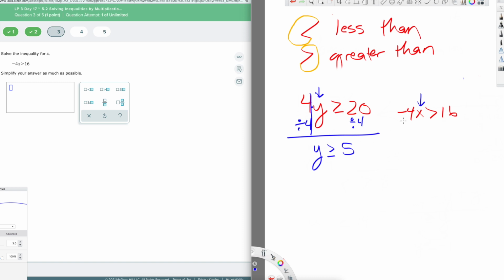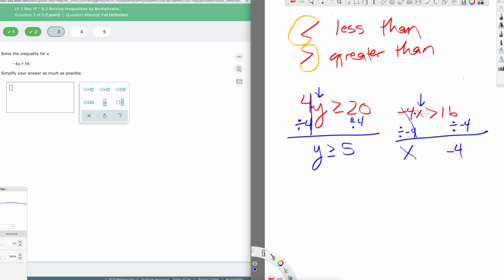So we have negative 4 being multiplied by x. So just like this 4 over here, I'm going to divide by negative 4 on both sides because I want to move it from the left to the right. I want to get x all by itself. Negative 4 divided by negative 4 cancels into 1, just like it did over here, 4 divided by 4. And then 16 divided by negative 4 is negative 4, because I'm doing a positive divided by a negative.